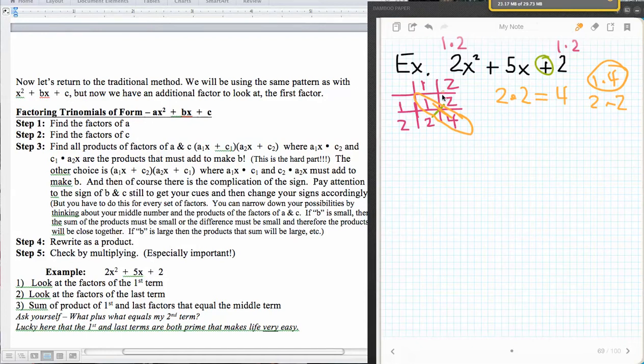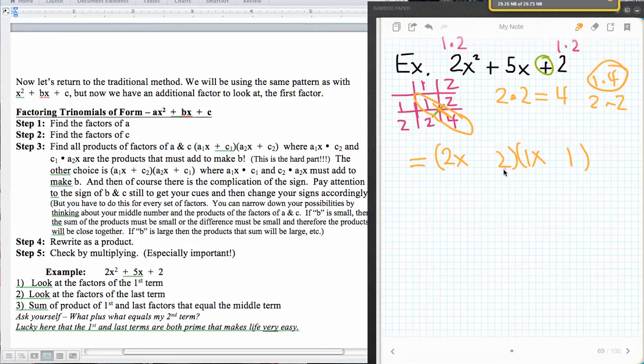Now, I don't like the factor boxes because then I have to take this and put it into my binomials to make sense, and that's just really hard for me. So what I like to do instead is start forming my binomials. So I say, okay, well, my first term has to factor as 2x and 1x, and then I have to put my factors of my constant in here. So I could either put a 1 in here and a 2 over here, or I could have put a 1 and a 2 in here and a 1 over here.